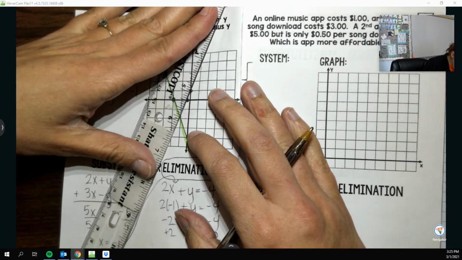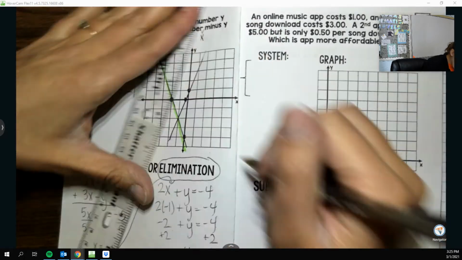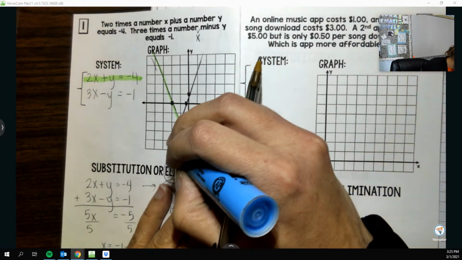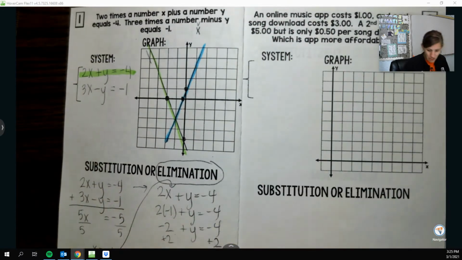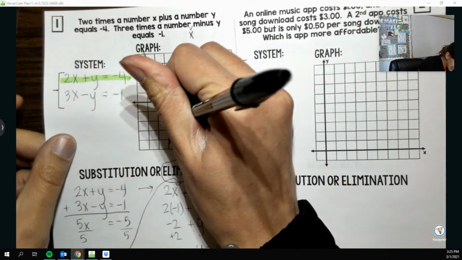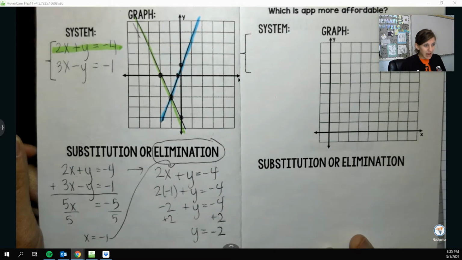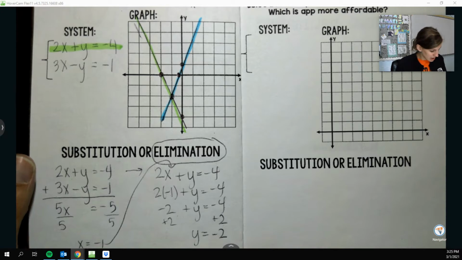Oh my word. Dang, I am so impressed with myself right now. I did not think that was going to come out super nice. So I can see that those two lines are touching exactly at the spot that we found. This right here is at negative 1 comma negative 2. I wasn't sure because plotting that negative 1/3 was not like precise at all.